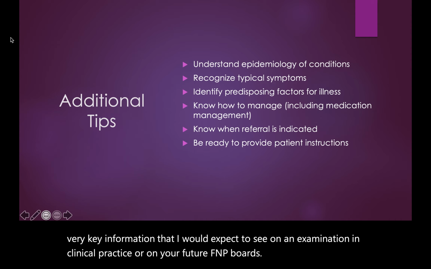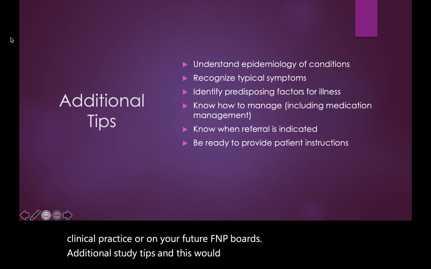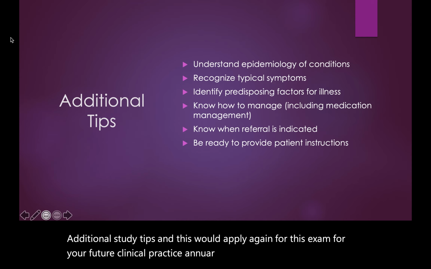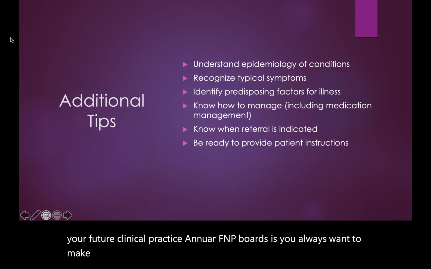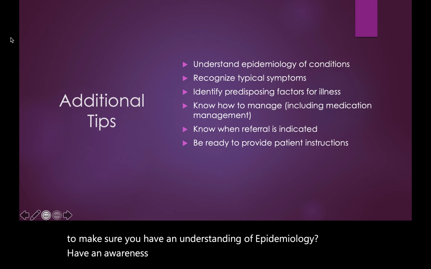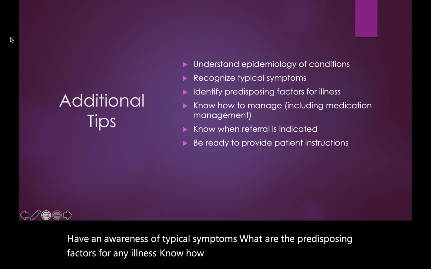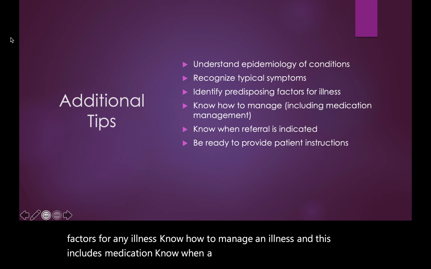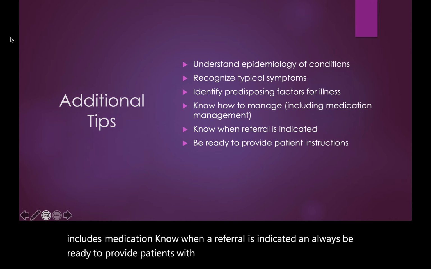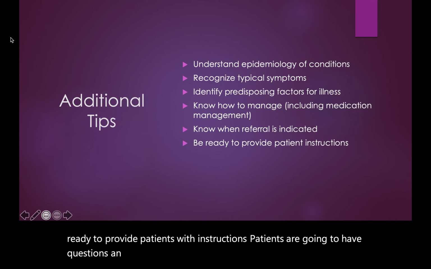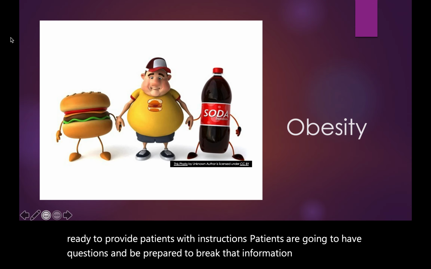Additional study tips, and this would apply again for this exam, for your future clinical practice and your F&P boards: you always want to make sure you have an understanding of epidemiology, have an awareness of typical symptoms, know what the predisposing factors are for any illness, know how to manage an illness, and this includes medication management, know when a referral is indicated, and always be ready to provide patients with instructions. Patients are going to have questions, and be prepared to break that information down into layman's terms.